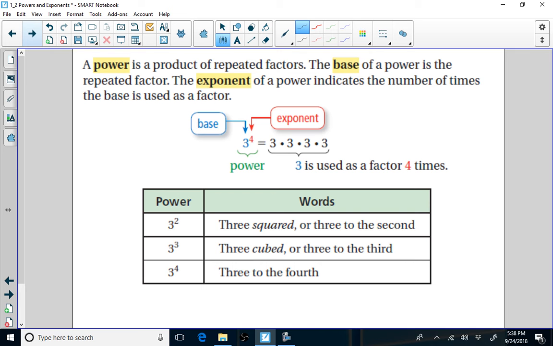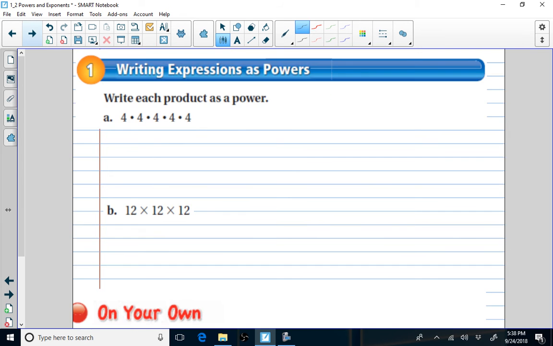Just a review of our vocabulary up top, right? And the table gives us some special powers, some special exponents. When I have 3 to the second power, that can also be called 3 squared. It can be called 3 to the second power or 3 to the power of 2. When I have 3 to the third power, it can be called 3 cubed. That's a special name when we have a power of 3. But I can also read that as 3 to the third power or 3 to the power of 3. This would simply be 3 to the fourth or 3 to the power of 4 for that next example.